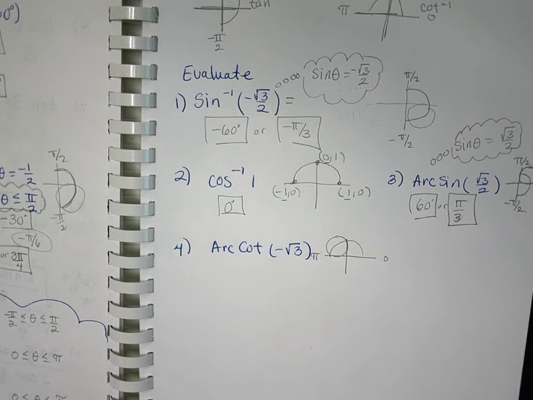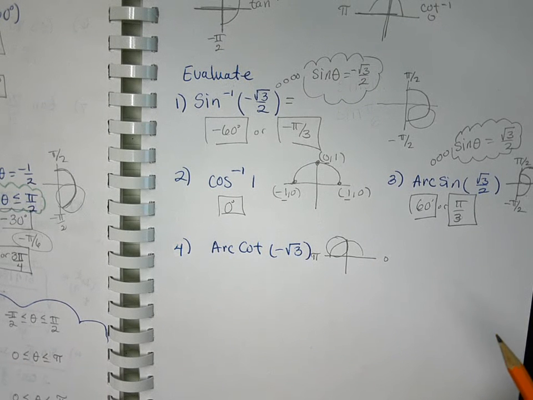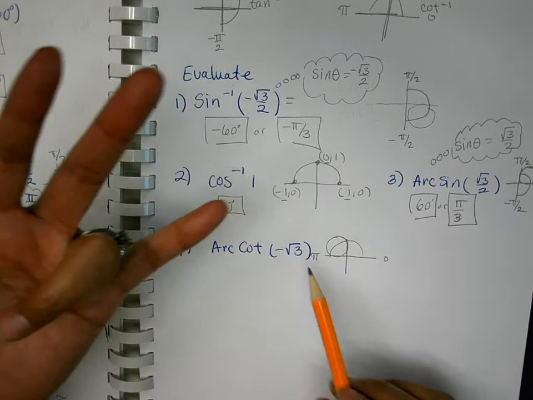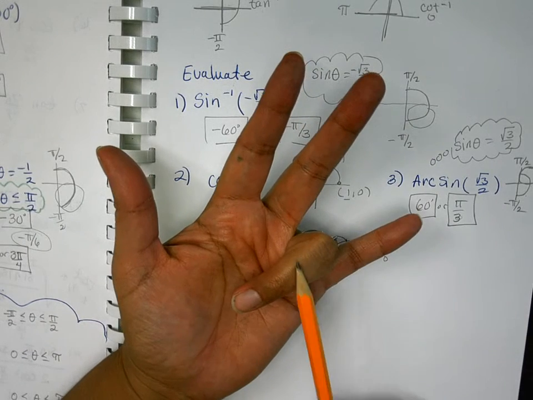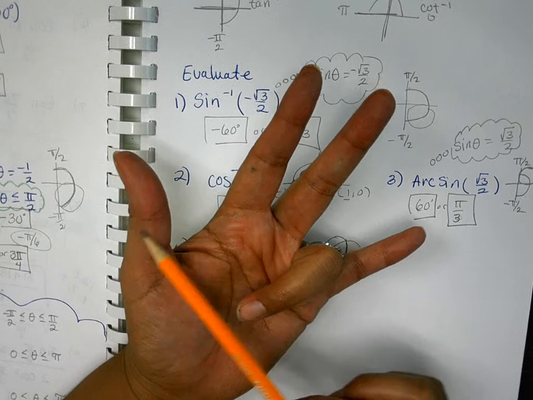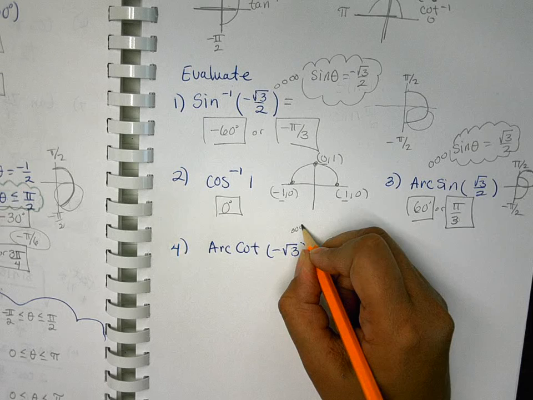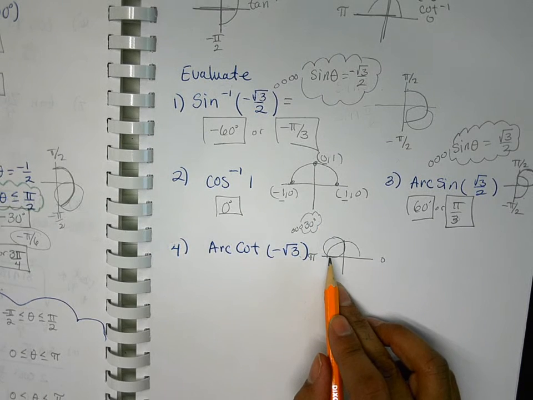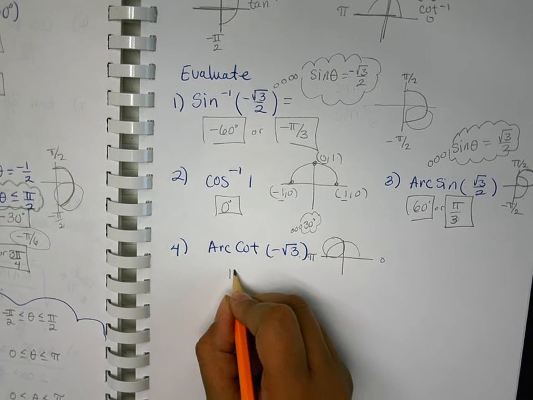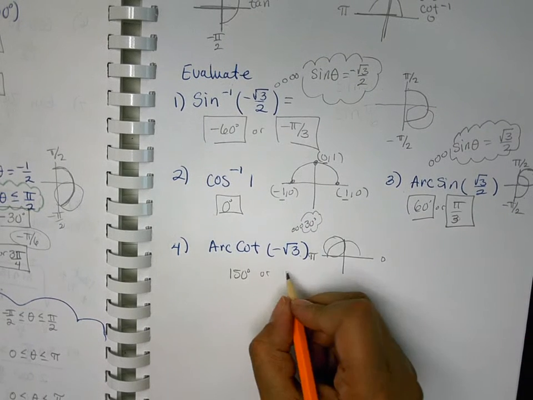Tangent is y over x, yes or no? Yes. So cotangent is x over y. So we want it to be √3 over 1. Does that happen when this finger is down? √3 for x over 1. What angle measure is this? 30. So 30 is your reference angle. What is 30 degrees in quadrant 2? 150, or 5 pi over 6.